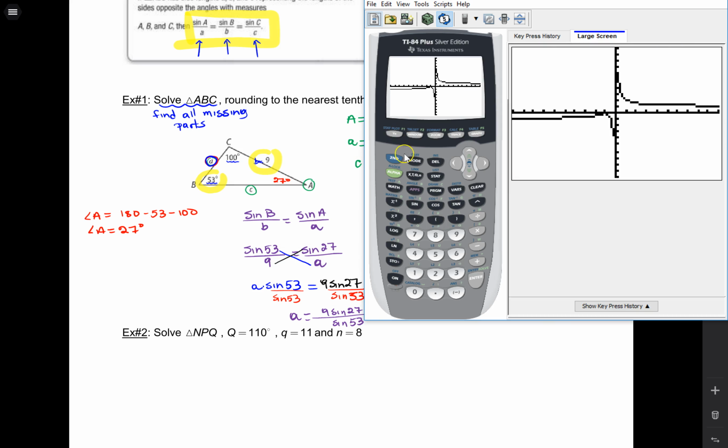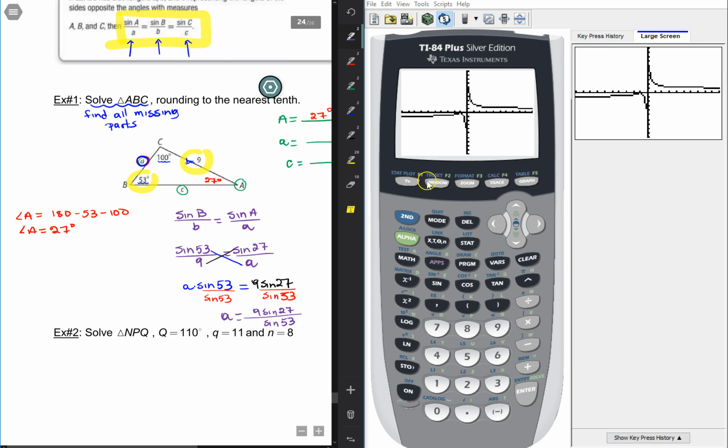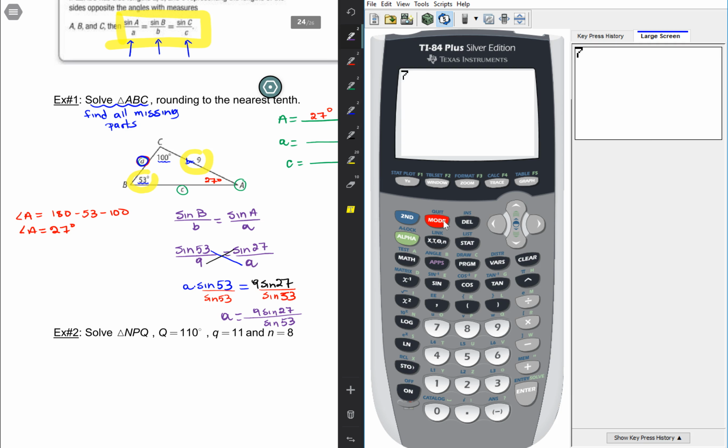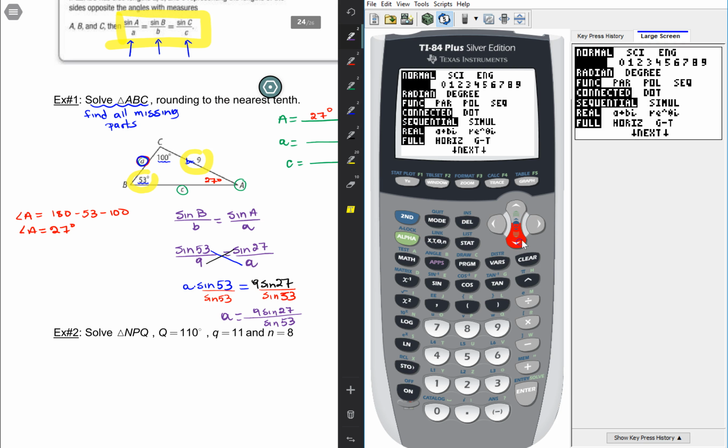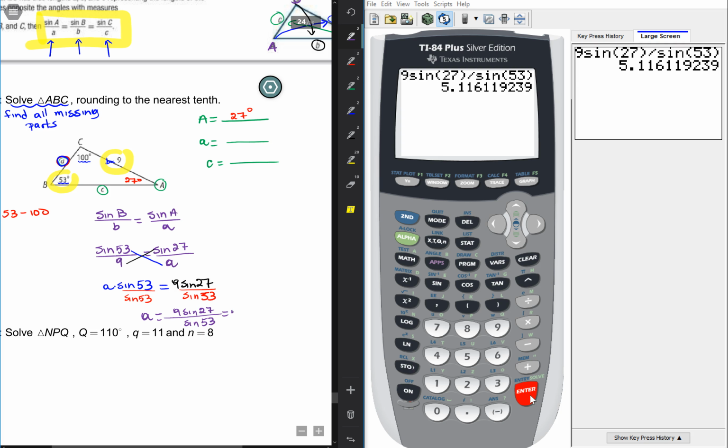So, here we go. In here, we're going to say 9 sine 27, close the parentheses, divided by sine 53. Now, these are all in degrees. So before you do this, you need to go into mode and make sure that you're in degree mode. Okay? So once we do that, let's go back here, and let's press enter, and here we go. So a is equal to 5.11. All right, so we just found a, 5.11.